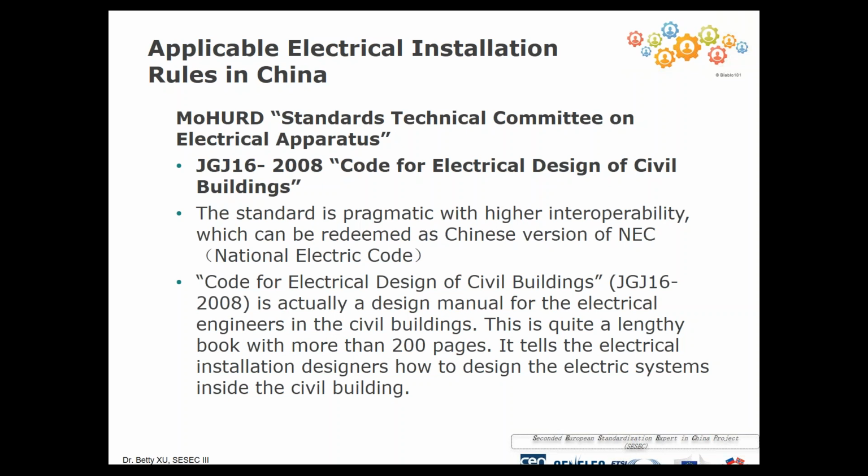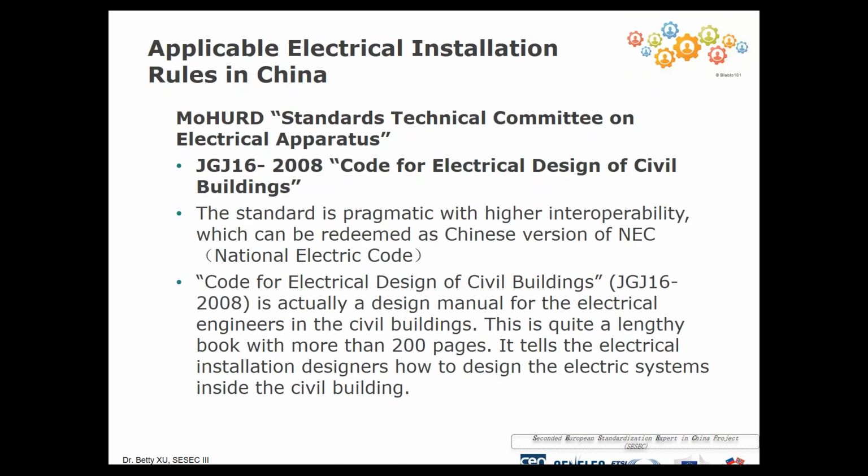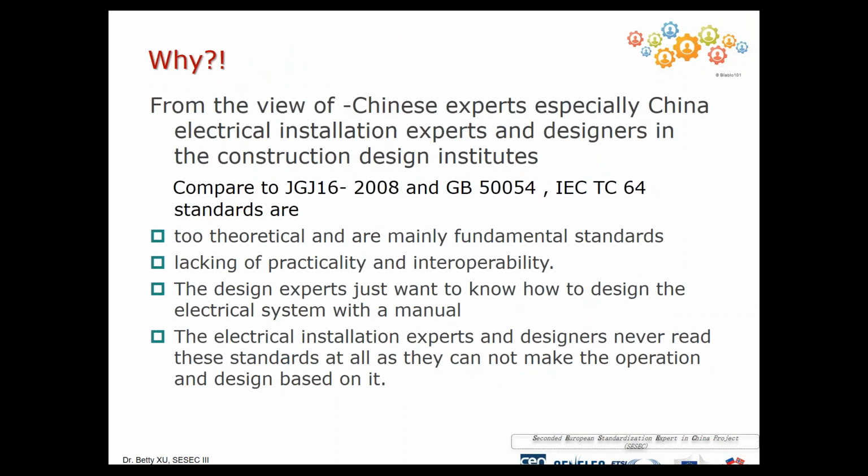The Code for Electrical Design of Civil Buildings is a very lengthy book. It is more than 200 pages, and it tells the electrical installation designers how to design the systems inside civil buildings. So the 6 most important standards in electrical installation rules plus JGJ 16/2008, Code for Electrical Design of Civil Buildings, are the applicable electrical installation rules in China. That's why the IEC standards in TC205 have been identically adopted but seldom used.